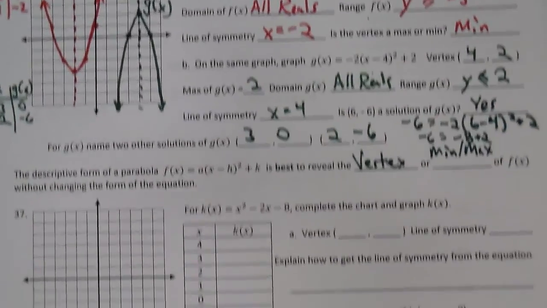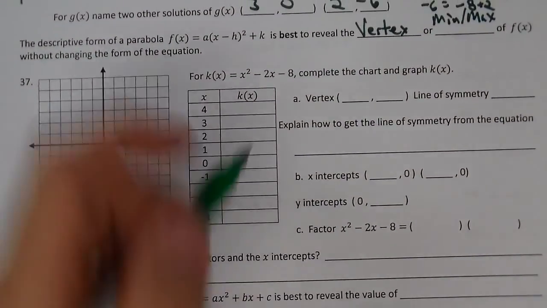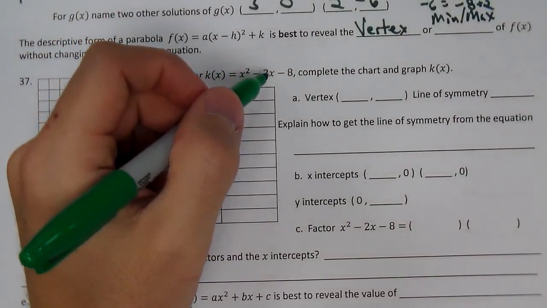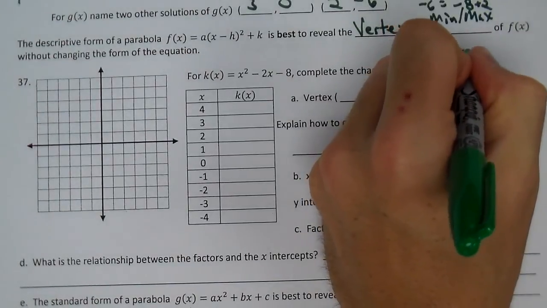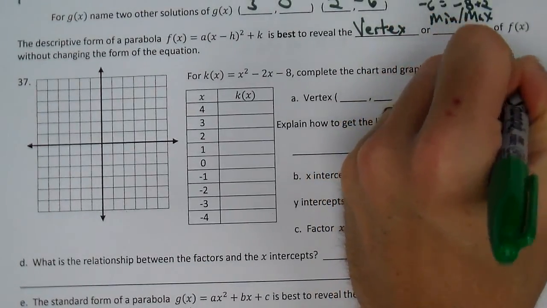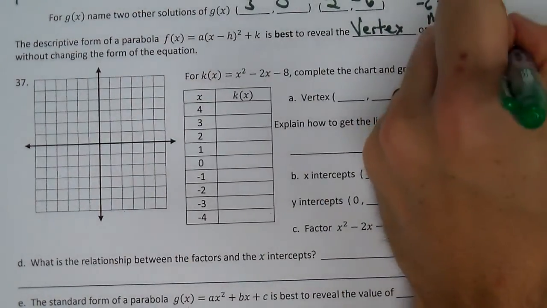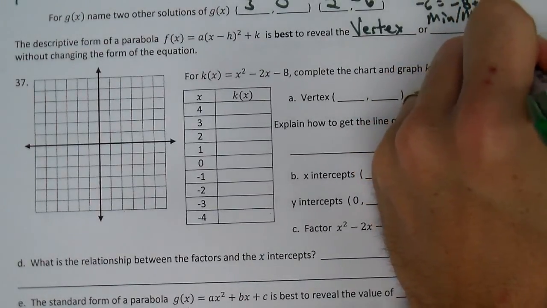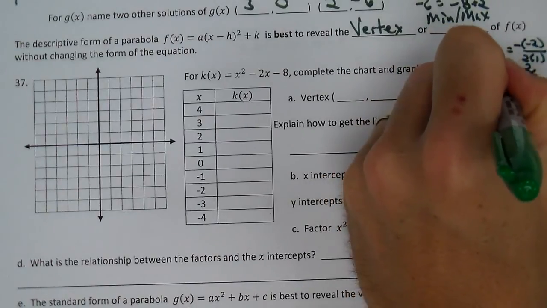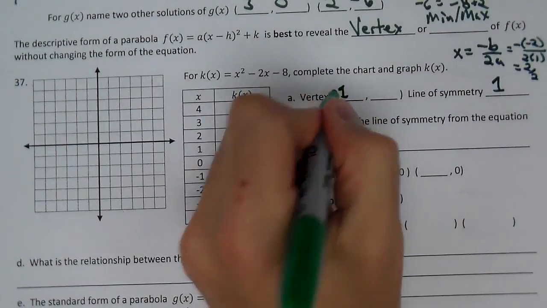If we go down to 37, we have the equation x squared minus 2x minus 8. We need to find the vertex. To do that, we actually find the line of symmetry first, which is x equals negative b over 2a. And that's going to be negative negative 2 over 2 times 1, which is 2 over 2. It comes out to be 1, which is our x value.